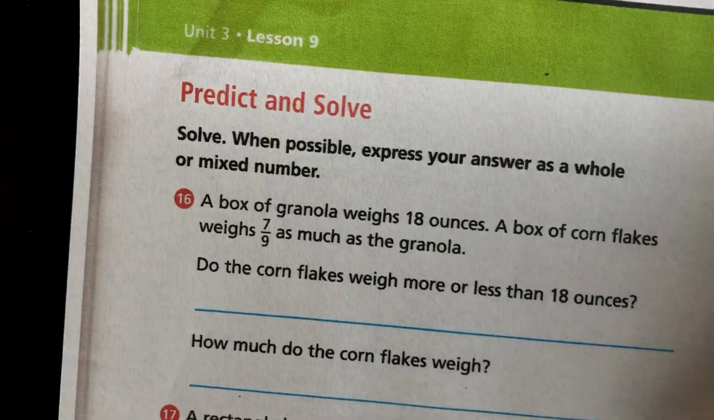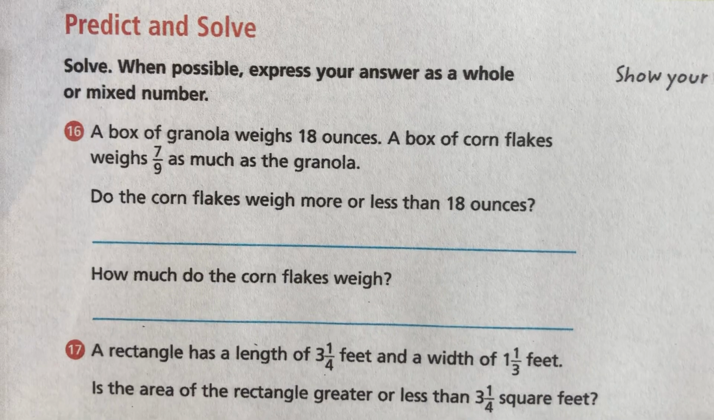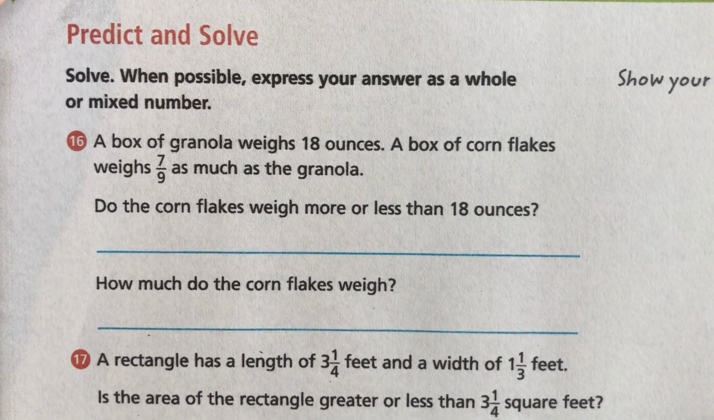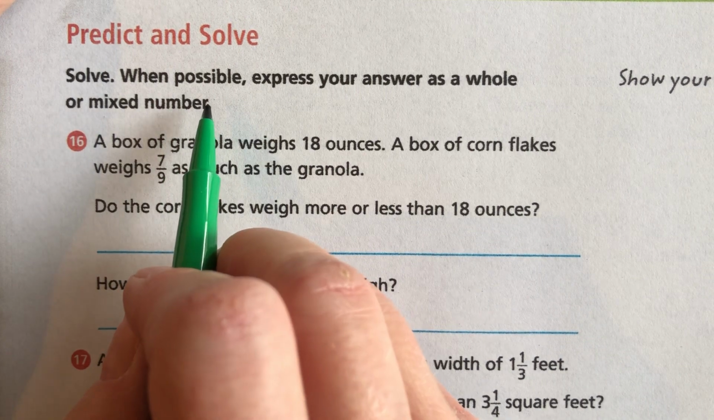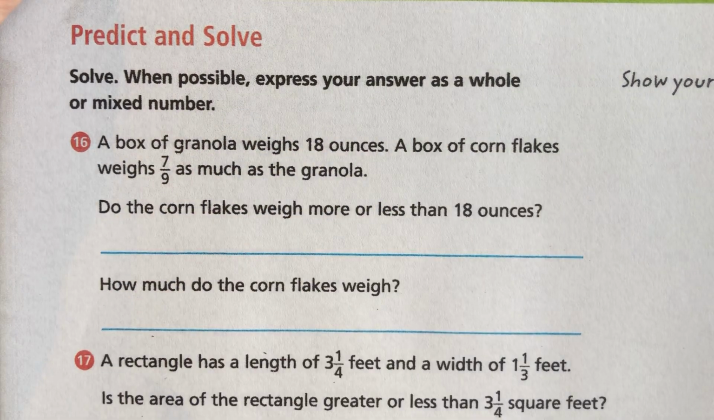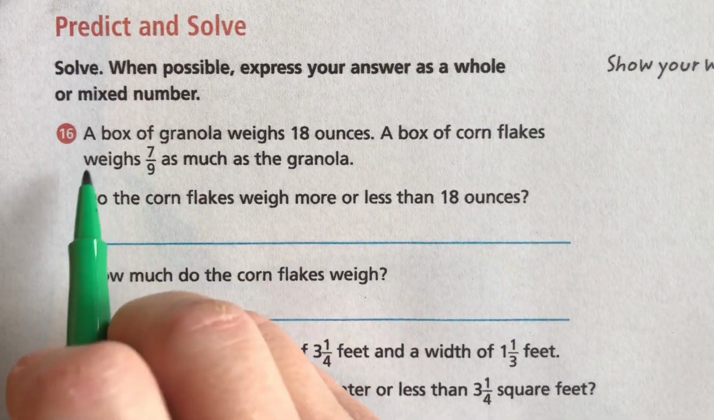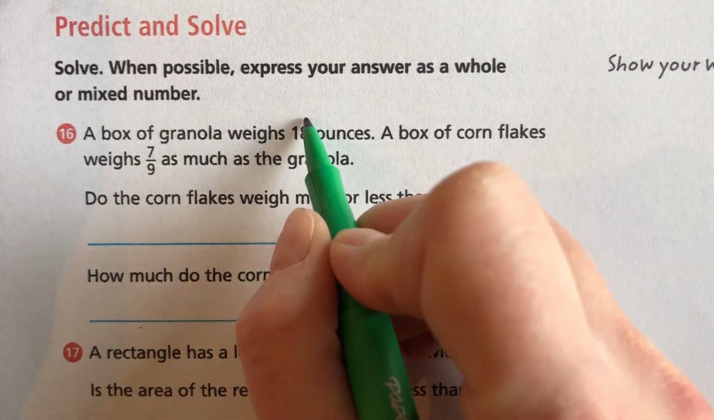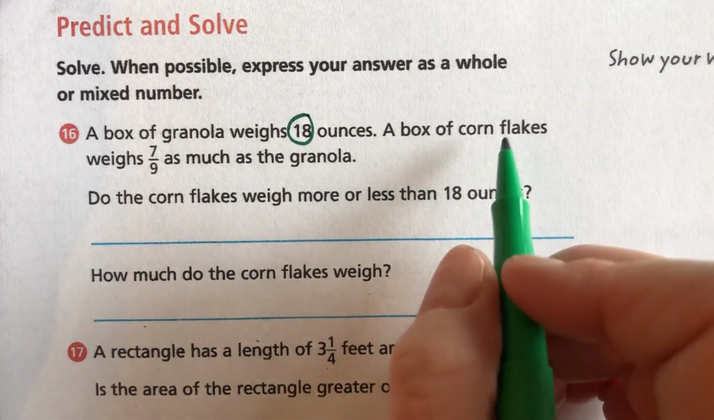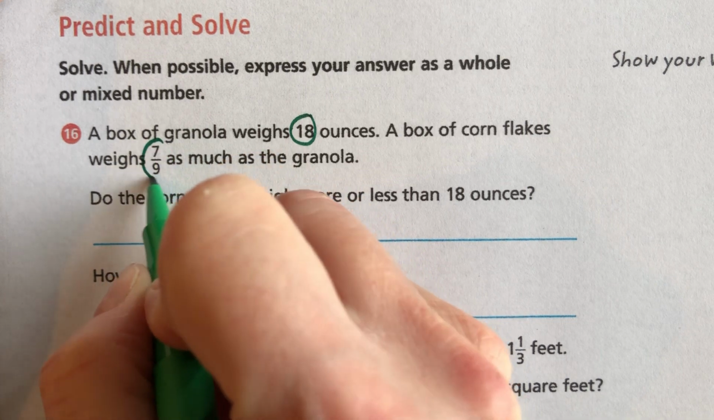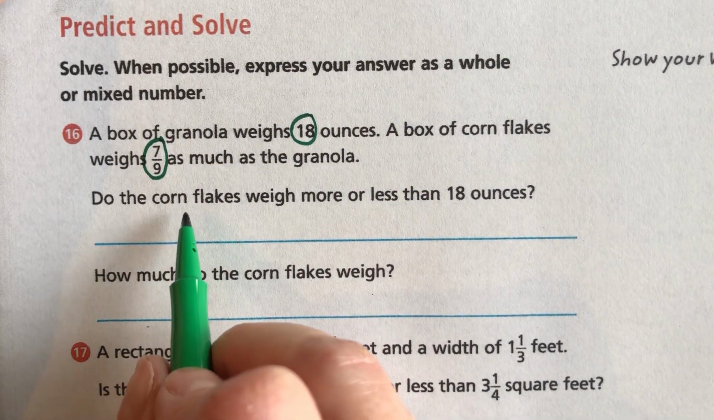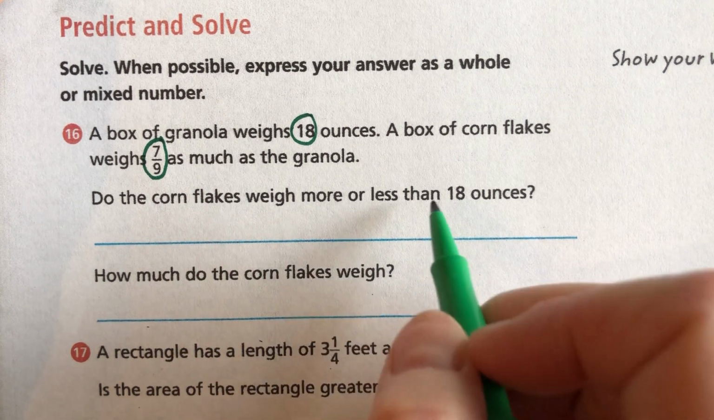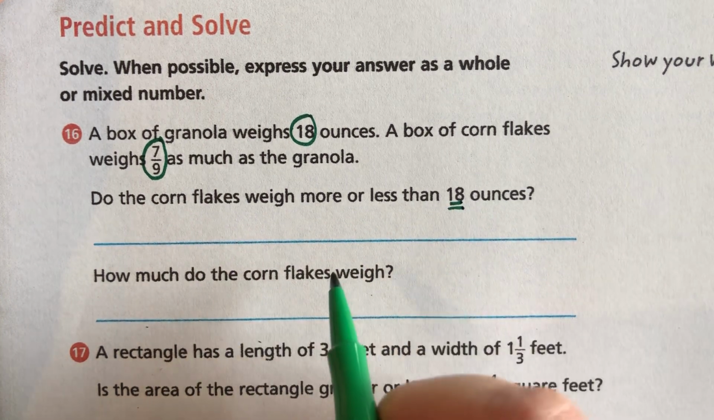So go ahead, and I think this is on the back side of your page. I copied these all separate for myself. So this is just an application of what we just did. It says, solve. When possible, express your answer as a whole or mixed number. So number 16, a box of granola weighs 18 ounces. A box of corn flakes weighs 7/9 as much as the granola. The question is, do the corn flakes weigh more or less than 18 ounces?